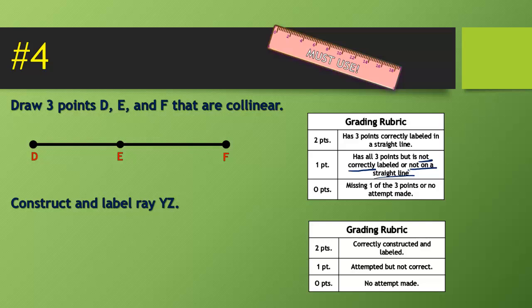Ray YZ. Now, it doesn't have the notation above it, but we said that it was a ray. And so the first letter has to be Y. Okay, the starting point has to be Y. That can't have the arrow on the end. The second letter is where the arrow extends to. Okay, so 1 point if you attempted it but weren't right, 0 if you made no attempt. So even if you don't know, don't leave these questions blank.